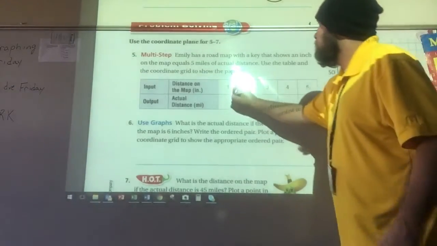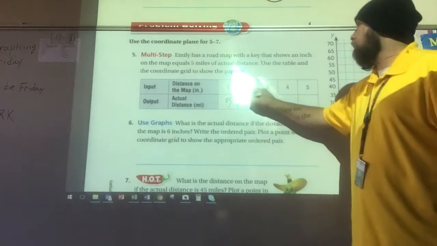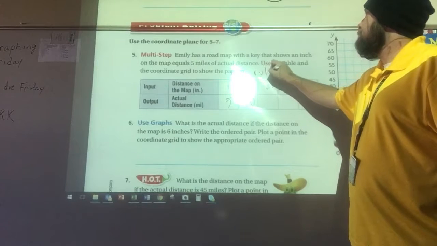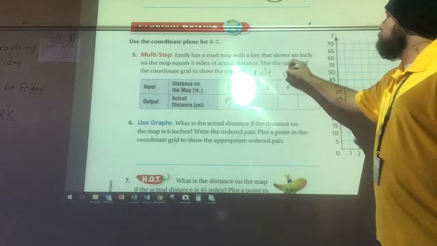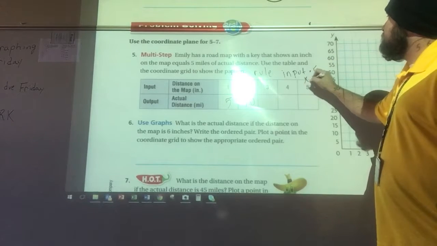5. 2 inches is going to equal 10. So what's my rule? Input times 5. X times 5, the input goes down, the output, or x times 5.